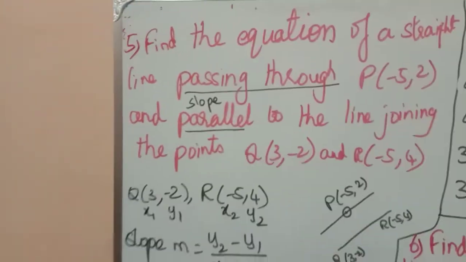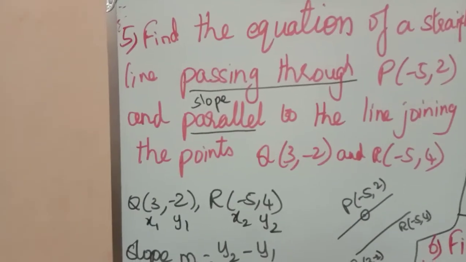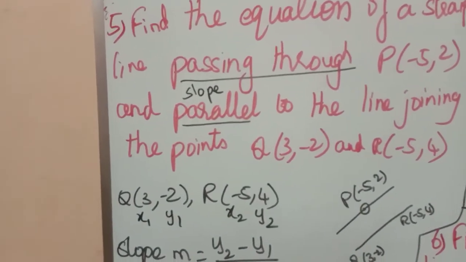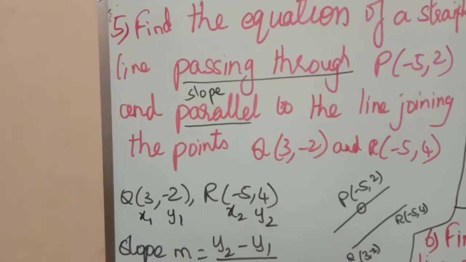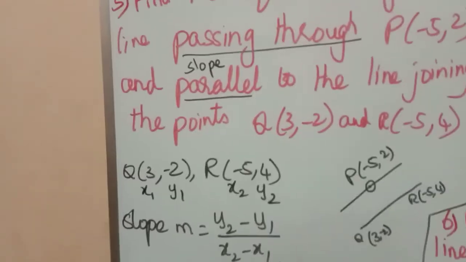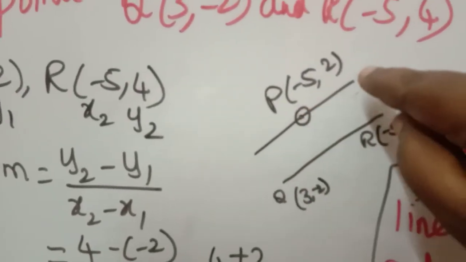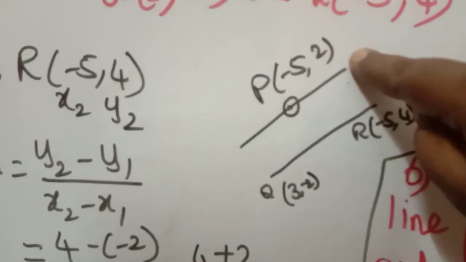Question number 5. Find the equation of a straight line passing through the point P(-5, 2) and parallel to the line joining the points Q and R. So we have to find the equation of a straight line passing through this point. So we have to find the equation of this straight line.